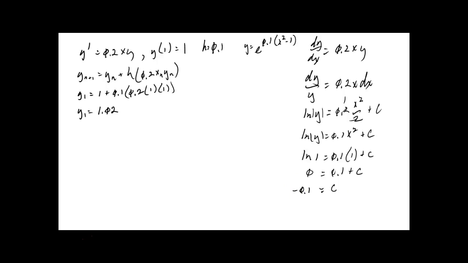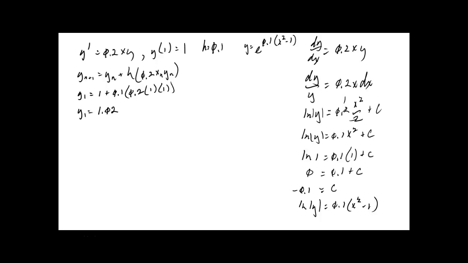Okay, go back and plug that in, and we have log y is equal to 0.1 times x squared minus 1, right? Because the c was negative 0.1, so that would have been 0.1 x squared minus 0.1. Factor out the 0.1, and there you have that.